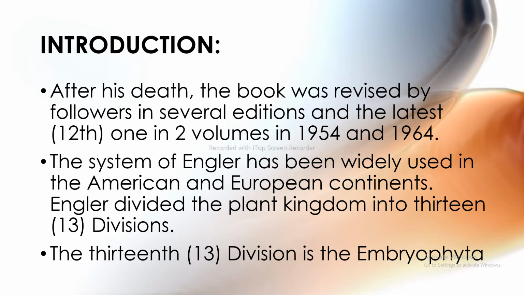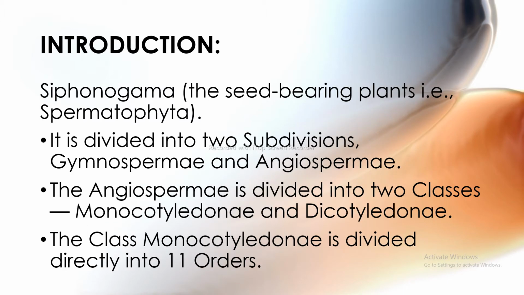Engler divided the plant kingdom into 13 divisions. The 13th division is the Embryophyta Siphonogama, the seed-bearing plants, for example Spermatophyta. It is divided into 2 subdivisions. First is Gymnospermae and second is Angiospermae. The Angiospermae is divided into 2 classes, monocotyledons and dicotyledons.